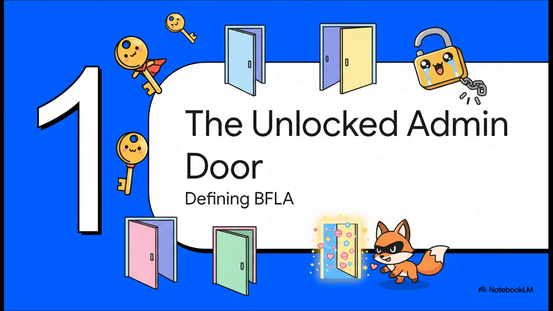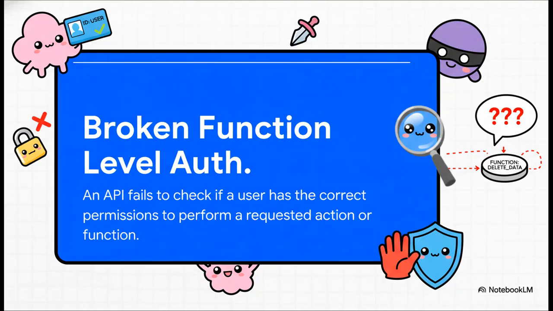So let's get formal for a second and break down what this vulnerability actually is and why it's so incredibly dangerous. So here's the deal. BFLA is a breakdown in authorization. You've got two key concepts here, authentication and authorization. Authentication is proving who you are. You logged in with your password, great. The system knows it's you.